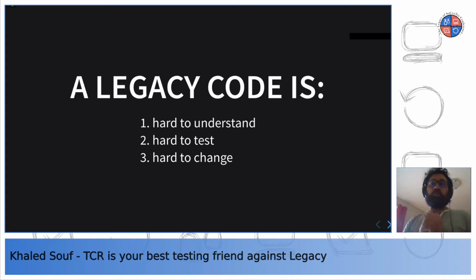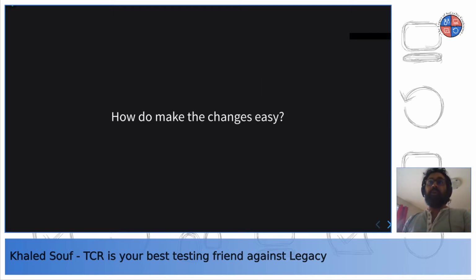These two problems give you another one: what is really hard is how to change. You can't change anything. Even adding a new feature is really complicated to do. So how do we make change easy, because that's the thing. When you are dealing with legacy code, usually you are trying to change something. So how do we do it?